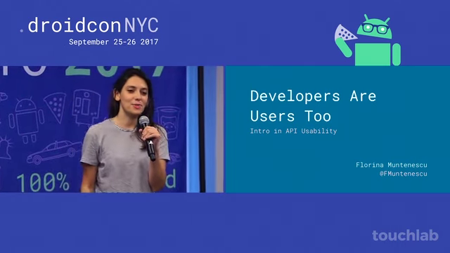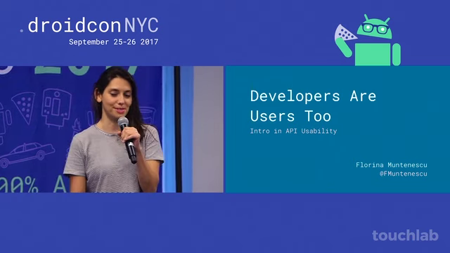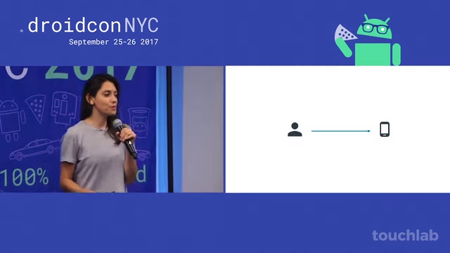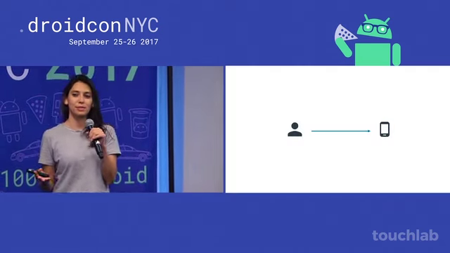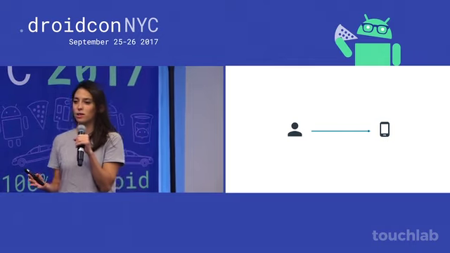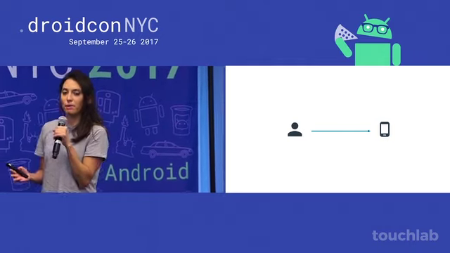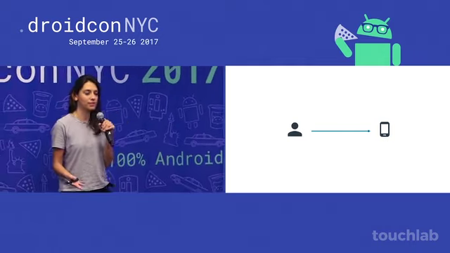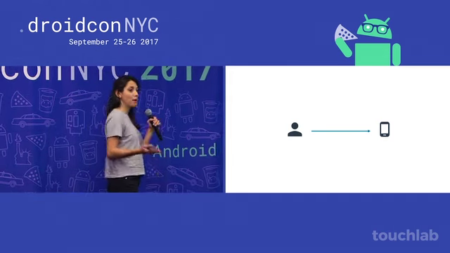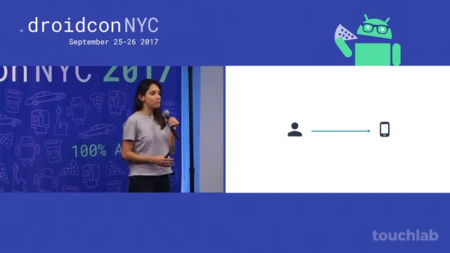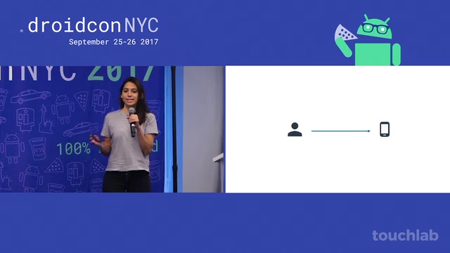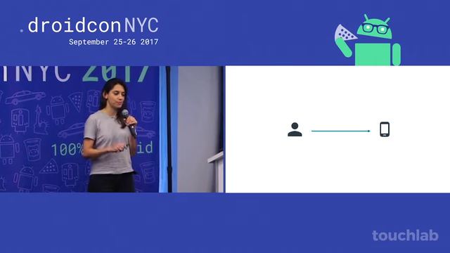And today, I want to give you an intro in API usability. So usually, when we think about usability, we think about a UI, so a user interface. We think about an app like a mail client, or a photo app, or a Maps application. And what we want is for these apps to have several qualities.